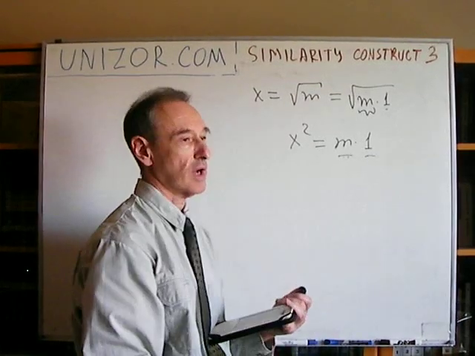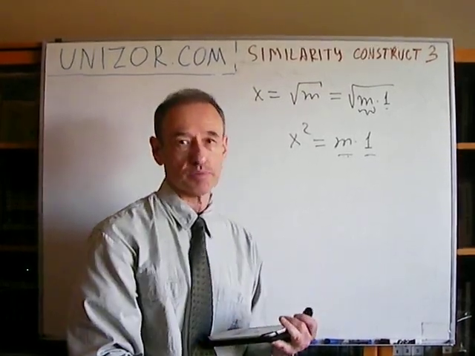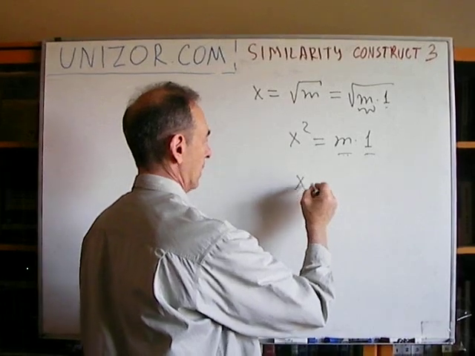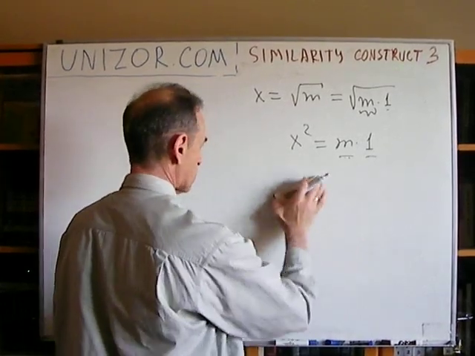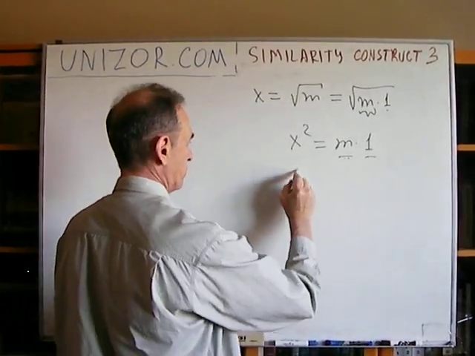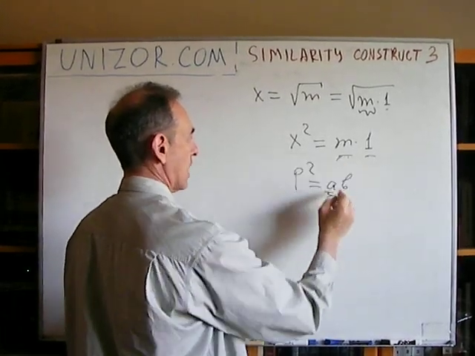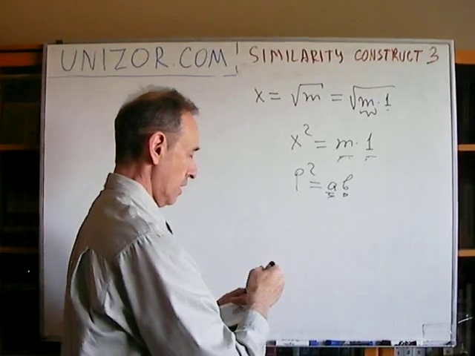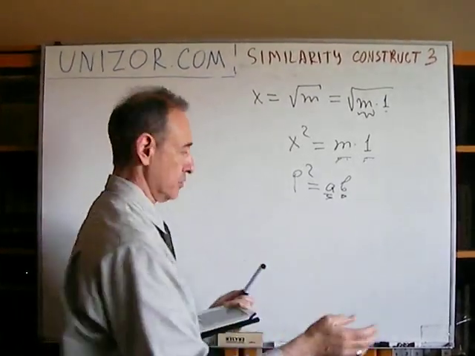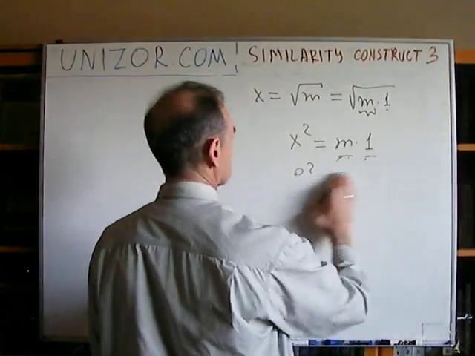And so you have to find X squared, which is exactly like the previous problem, where I had P squared equals A times B. In this case, A is M and B is 1. So you have exactly the same problem, and you use exactly the same method to solve it.